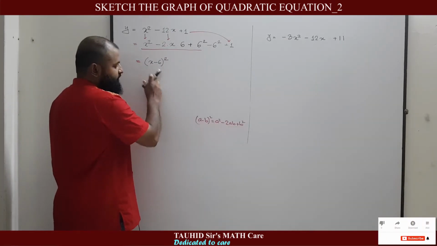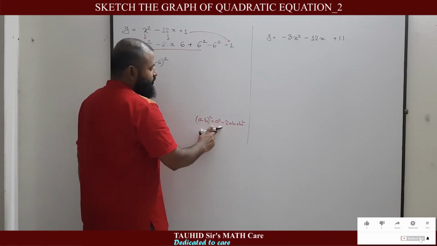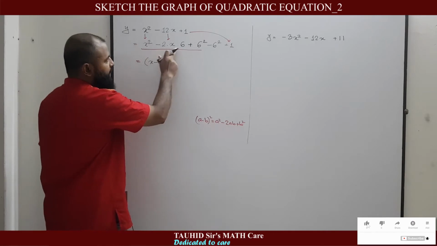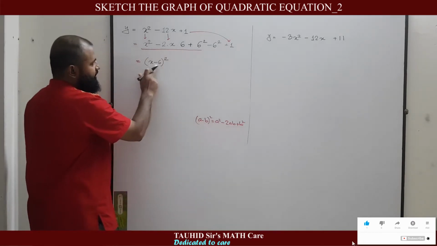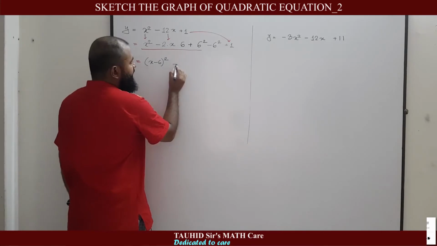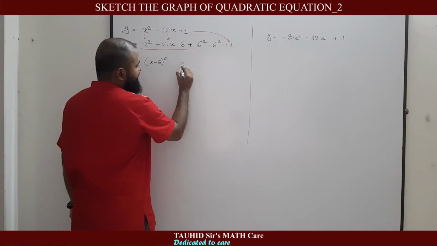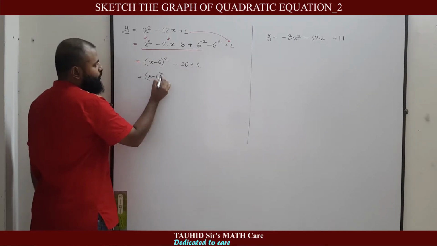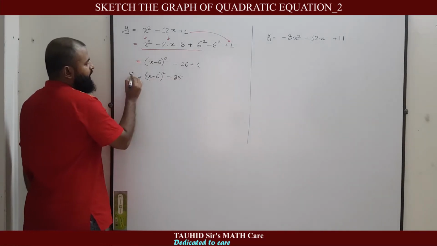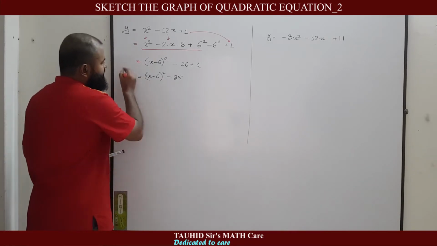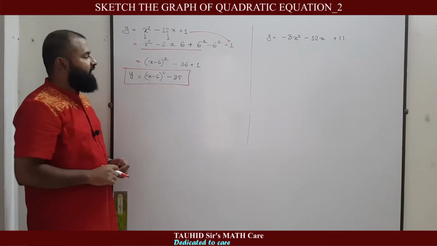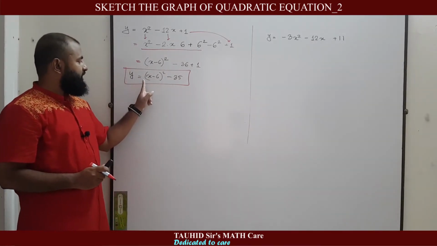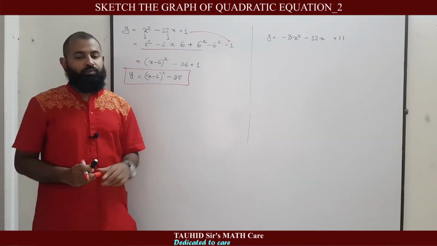We can write this because we know that a minus b whole square equal to a square minus 2ab plus b square. Here you can see that shape, a square minus 2ab plus b square. That means a minus b whole square minus 6 square, that means 36 plus 1 equal to x minus 6 whole square minus 35. So y equal to x minus 6 whole square minus 35. We expressed our given quadratic equation in the shape of a into x minus b whole square plus c shape.